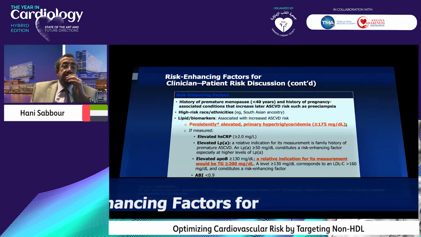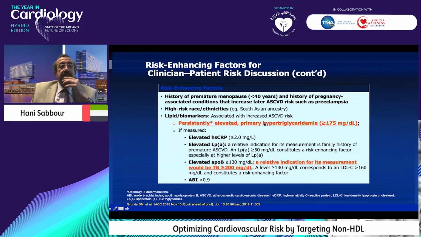So not only is this a risk enhancer, I think they also discuss lipid biomarkers associated with increased ASCVD risk. In isolation, elevated primary hypertriglyceridemia is very important with a triglyceride level of over 175. In addition, if you have an elevated ApoB in a patient with a triglyceride over 200. This is very important because hypertriglyceridemia associated with VLDL particles is often missed in clinical practice because of the high and very important focus on LDL.